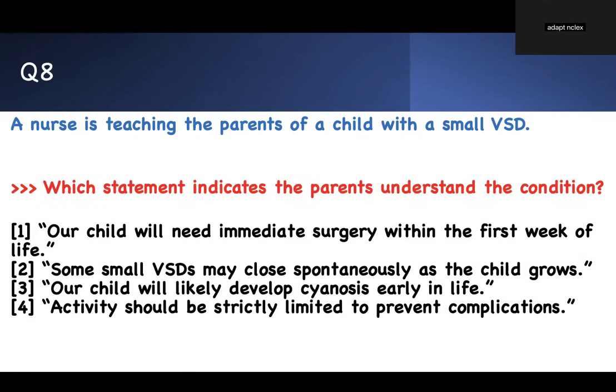VSD, what does it do? It's a left to right shunt. The kid is not going to be blue. Therefore, you can definitely see number 3 is wrong. If I'm not going to be cyanotic, why would you limit my activity? Number 4 is wrong. If I'm not going to be cyanotic, I don't need surgery right away. Number 1 is wrong. All you're left with is what?